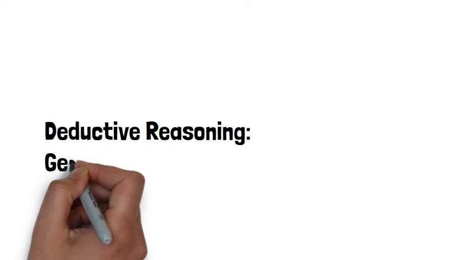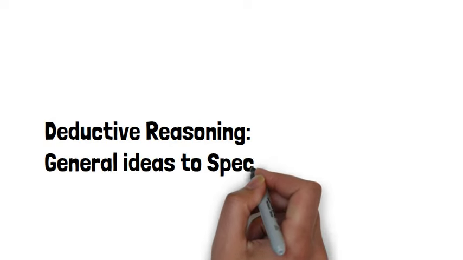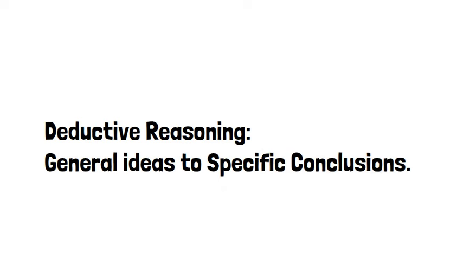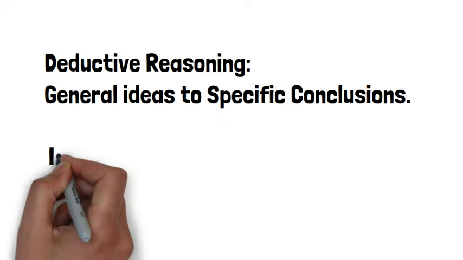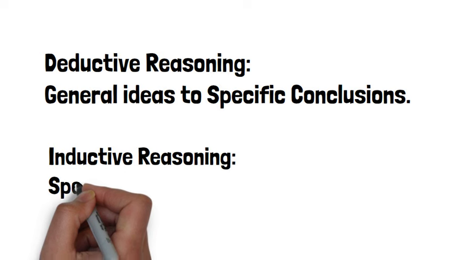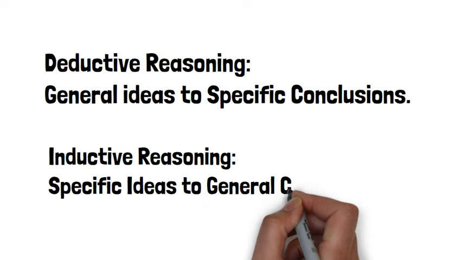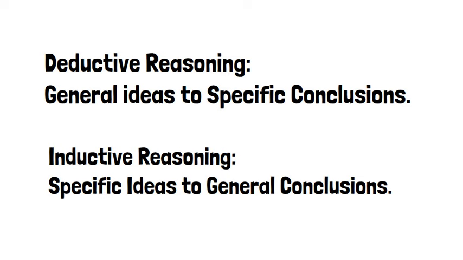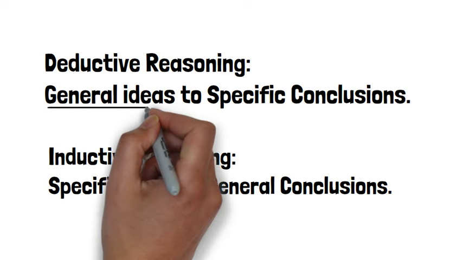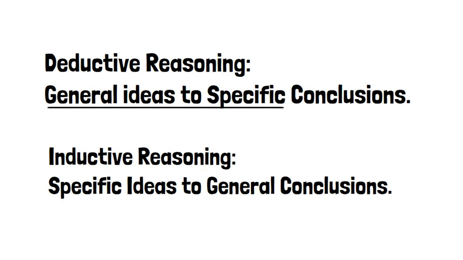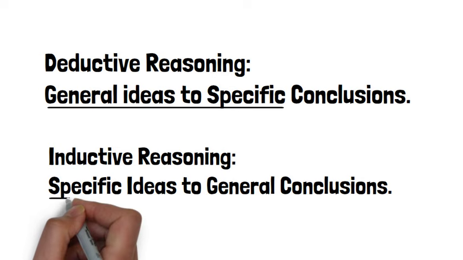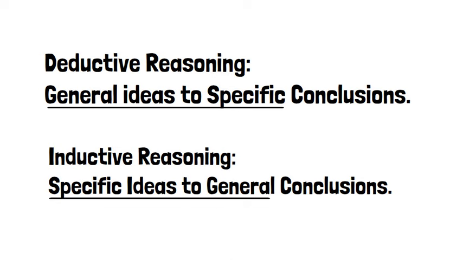Deductive reasoning is a logical approach where you progress from general ideas to specific conclusions. Inductive reasoning is a logical approach where you progress from specific ideas to general conclusions. So for deductive reasoning, think general to specific. And for inductive reasoning, think specific to general.